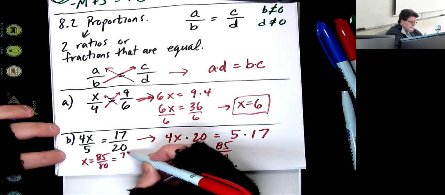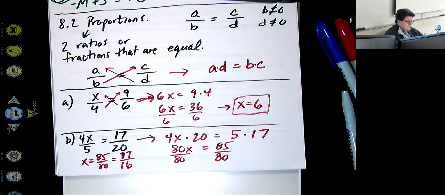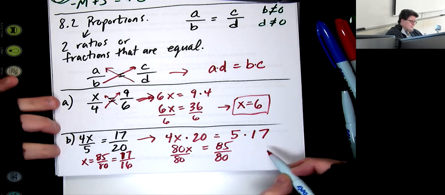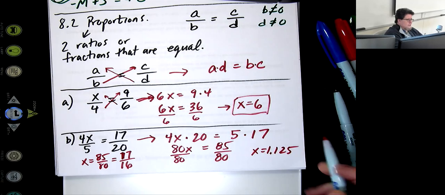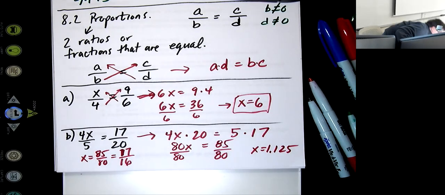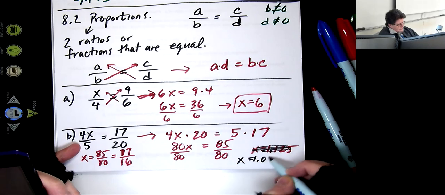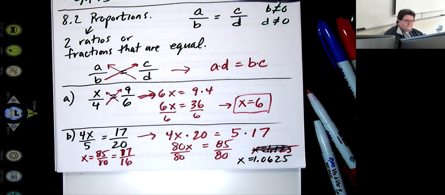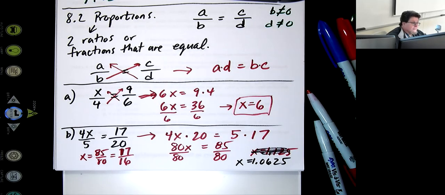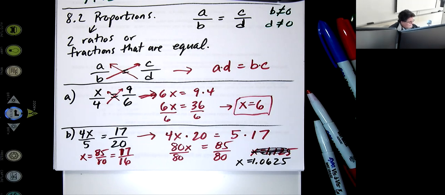Which is 17 over 16. So x is 1.125. Is that what you get when you divide it? That might not be small enough. It's 1.062 something. Maybe I should just do it. Yeah, not small enough. Depending on the problem, the homework will tell you how to leave it. I'm okay with you leaving it as a fraction here.